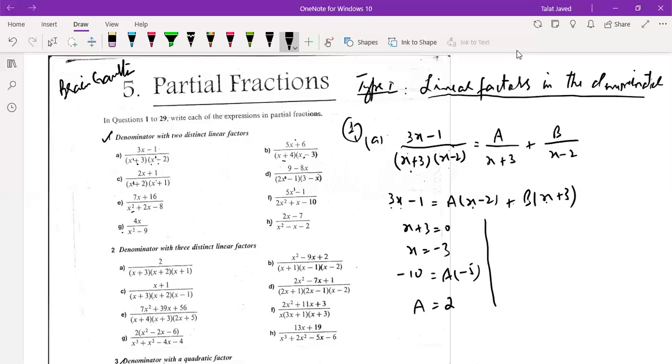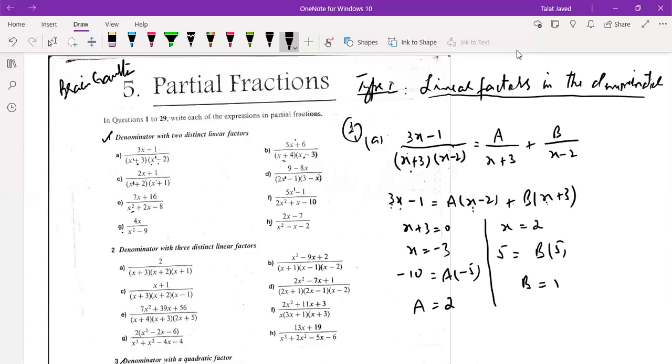And next, the next linear factor is x minus 2. When we put x minus 2 equal to 0, we get x equal to 2. Now put this value of x, 2, in this equation. 3 times 2 is 6, minus 1 is 5, equal to, when we put 2 over there, the A term will be equal to 0. So B into 2 plus 3, which is 5. So B equal to 1.